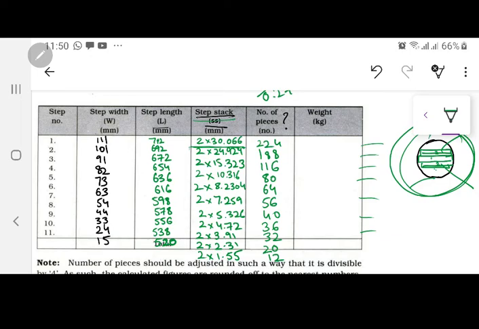जी, गिव मी द वेट इन किलोग्राम, weight in kilograms for all the 11 steps. Of course, step 1 सबसे ज़्यादा भारी होगा क्योंकि वो सबसे बड़ा है साइज में. स्टेप 2 उससे कम होगा, 3, 4, 5, 6 एंड सब्सिक्वेंट। क्या होगा?